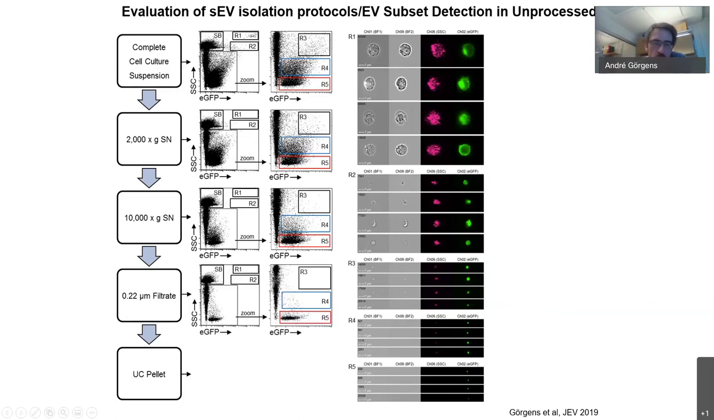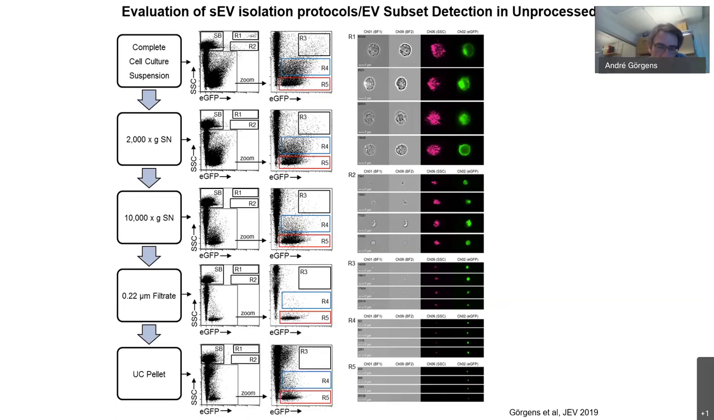If you then do a 0.2 micrometer filtration and measure the filtrate again, you end up with this population in R5, which is side scatter low, GFP positive, and most likely highly enriched in smaller EVs. If you then do an ultracentrifugation and look at the pellet, you again end up with mostly events in that R5 gate. So I think that's a nice illustration that it's helpful, also to evaluate an isolation method, to have that kind of option to run differently purified samples and to get the full spectrum between cells and EVs in the same sample.